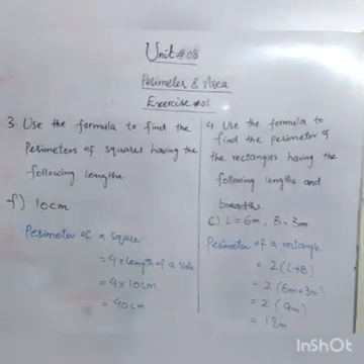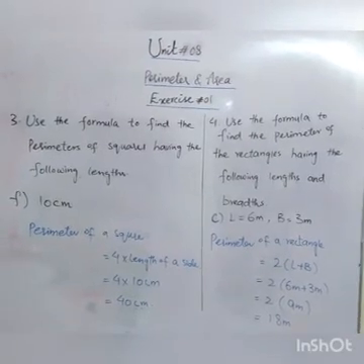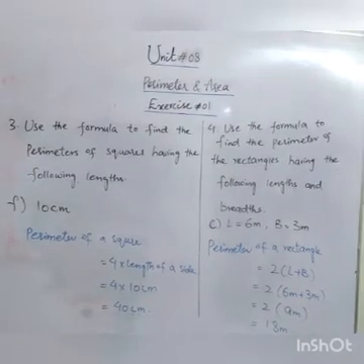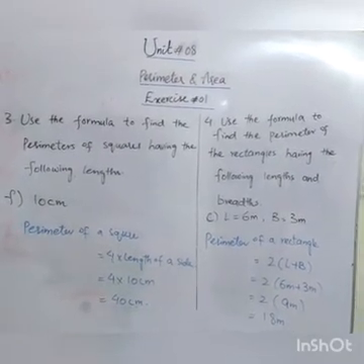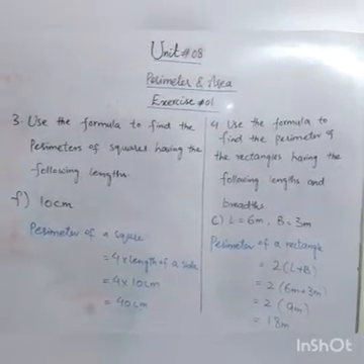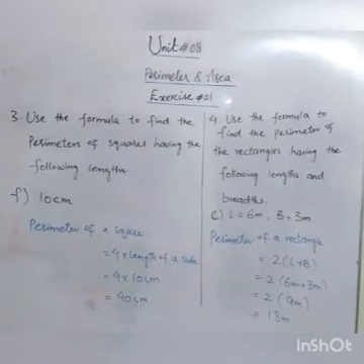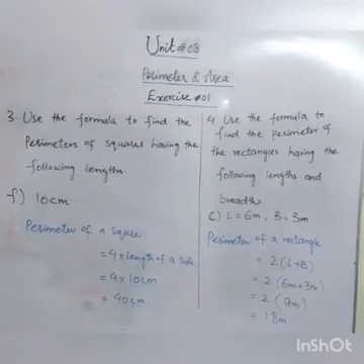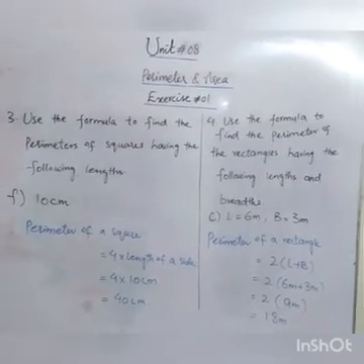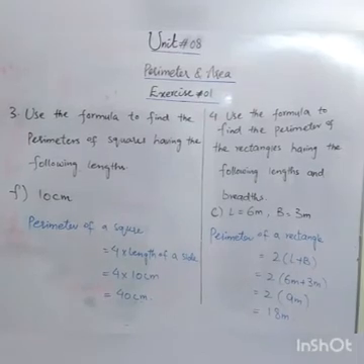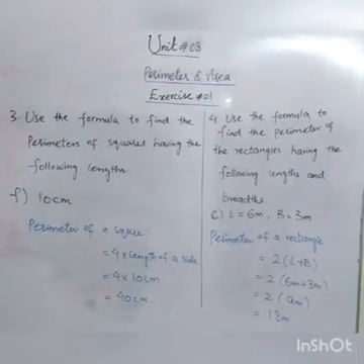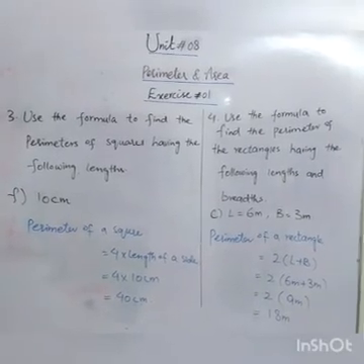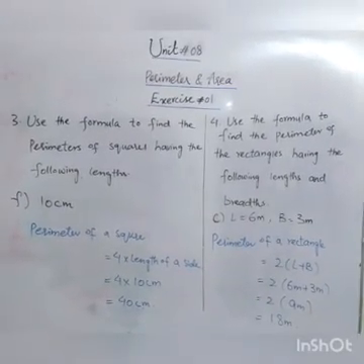Next, question number 4. Use the formula to find the perimeters of the rectangles having the following lengths and breadths. We have to find the perimeters of rectangles and the length and breadth is given here. So here we have part C of your book. Here the length is equal to 6 meter and the breadth is equal to 3 meter. And we know that the formula to find the perimeter of a rectangle is equal to 2 into L plus B. L is given and B is also given. So we'll put the length and breadth in the formula.